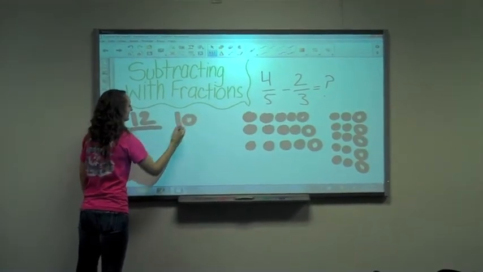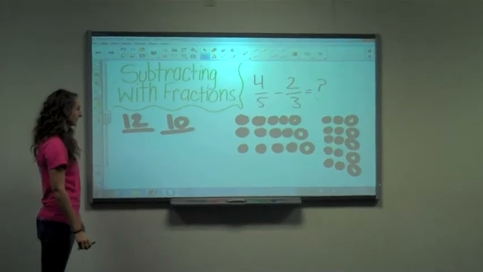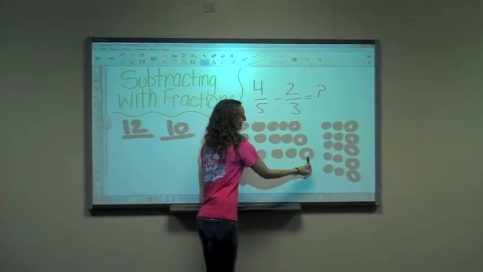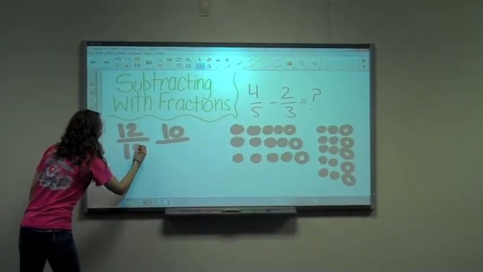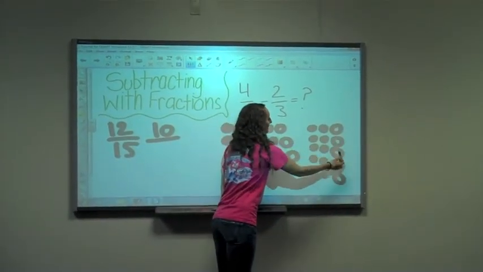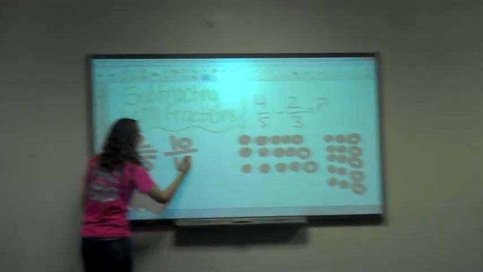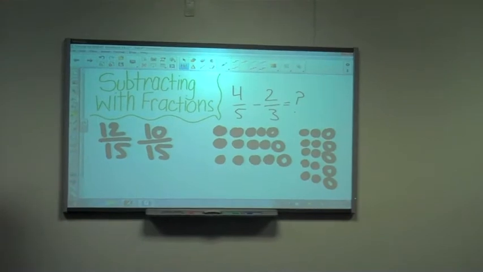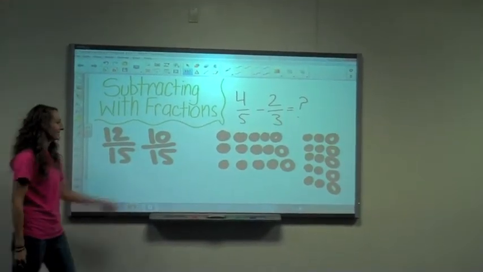To get the total dots for the denominator, add all the dots and write them underneath your numerators for both fractions. 12, 13, 14, 15. That is a great example of a student-invented strategy. 10, 11, 12, 13, 14, 15. So what does 4/5 equal now? 12/15. What does 2/3 equal now?